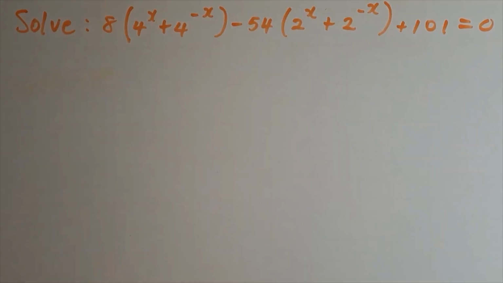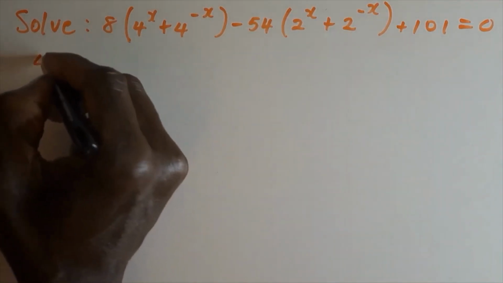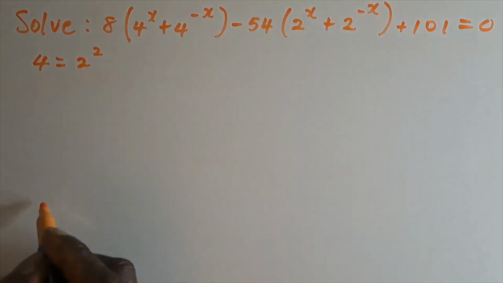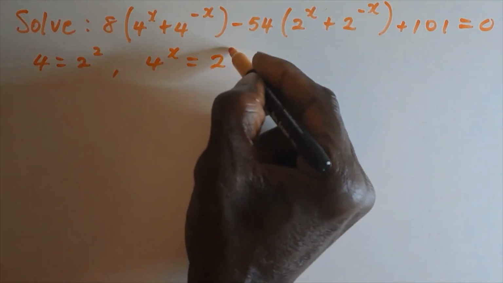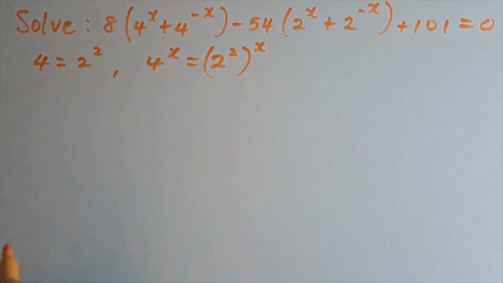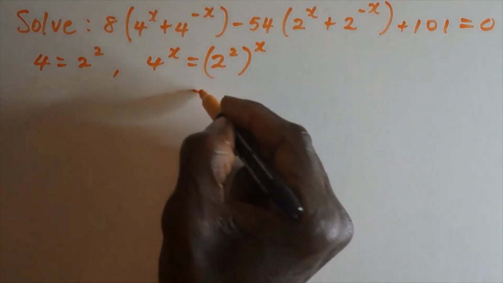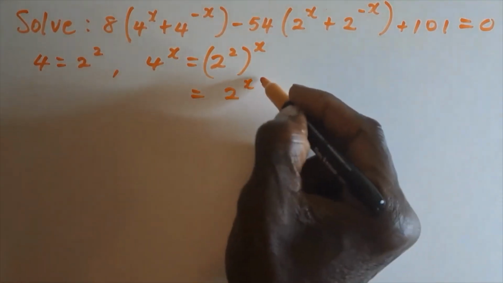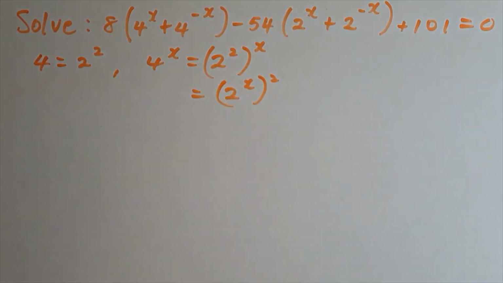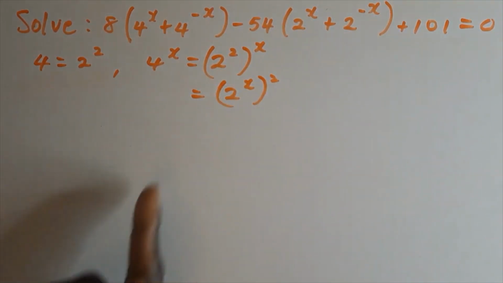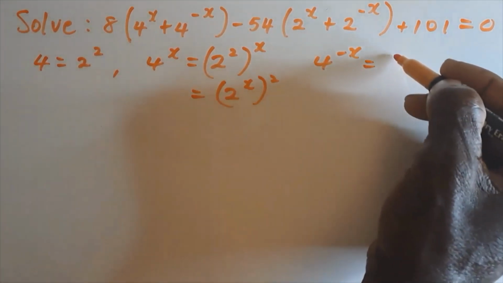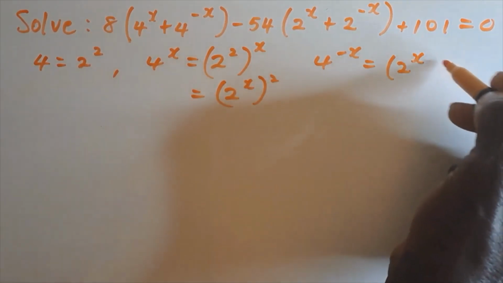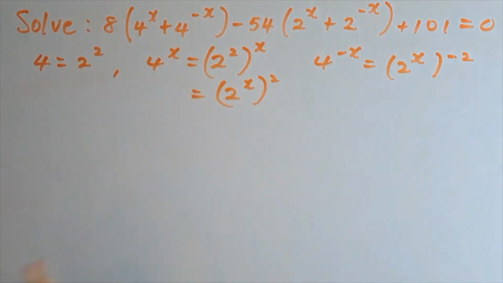Hello, how do we go about solving this equation? Well, if we note that 4 is equal to 2 squared, then we can write that 4 to the x is 2 squared to the x, which we can write as 2 to the x squared. Likewise, 4 to the minus x, we can substitute as 2 to the x to minus 2.